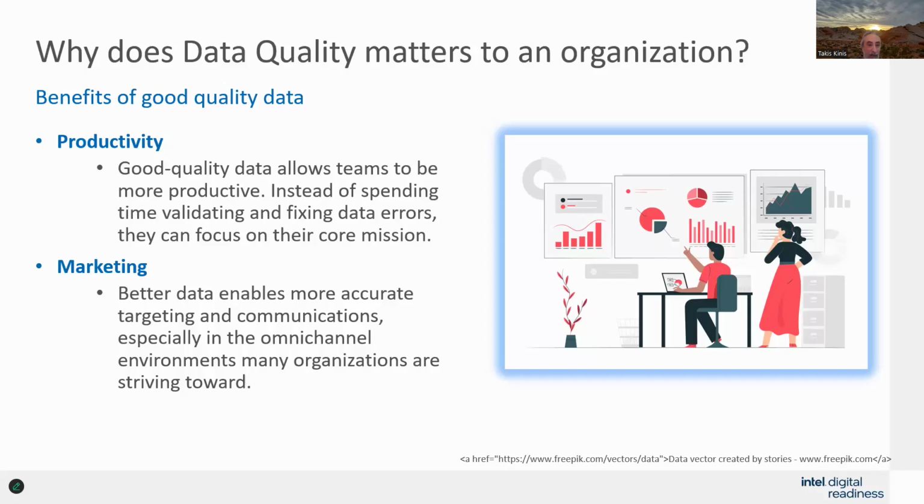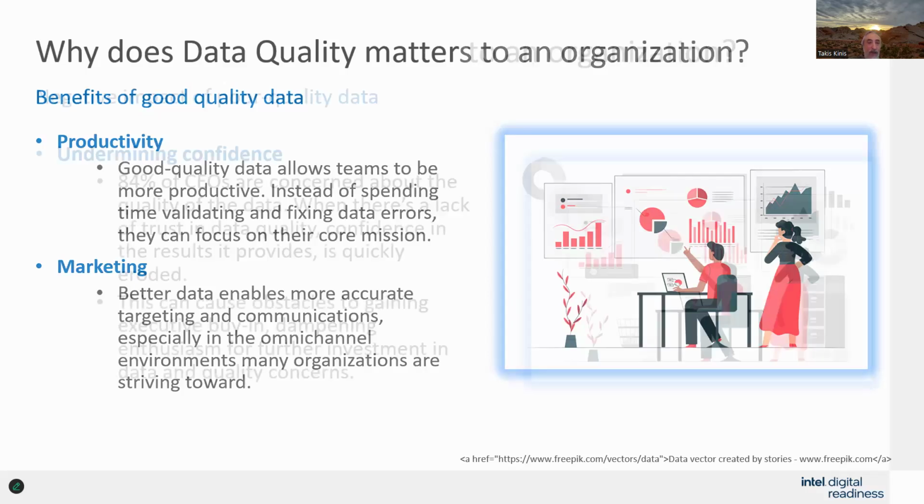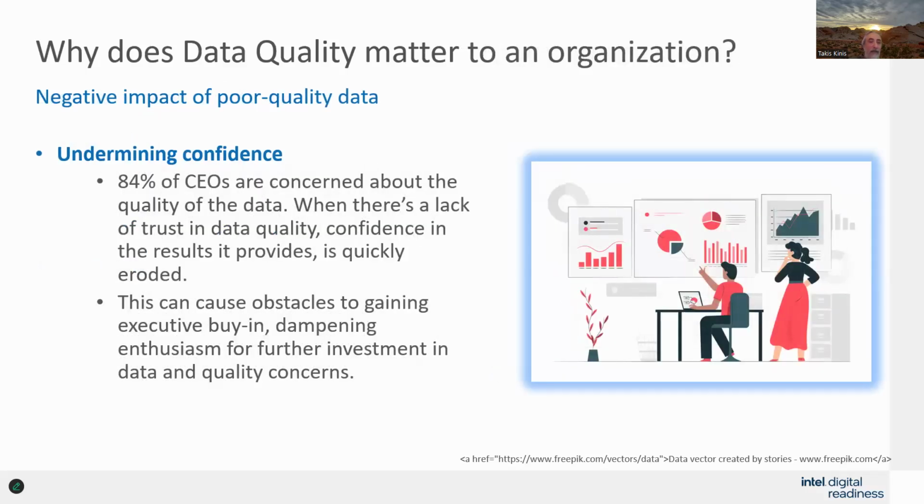If you have good data, your productivity goes up. If you have good data, you can market more accurately to those that need to get that information. You can push it out there. If you don't have good data, what happens? It says 84% of CEOs are concerned about the quality of data, whether there's a lack of trust in data quality.